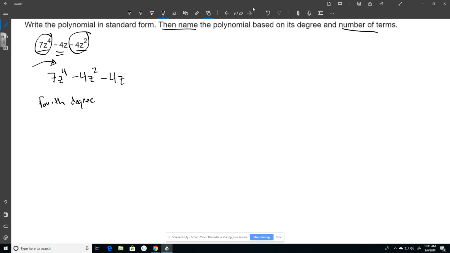And it wants us to name it based on its number of terms. I have 1 term, 2 terms, 3 terms. So this is a trinomial. Remember, if there were 2 terms, if this was 7z to the 4th minus 4z squared and that was all, it would be a binomial because it would only have 2 terms for bi.